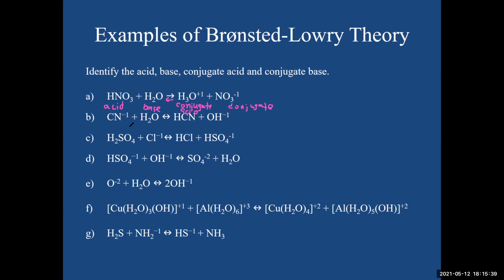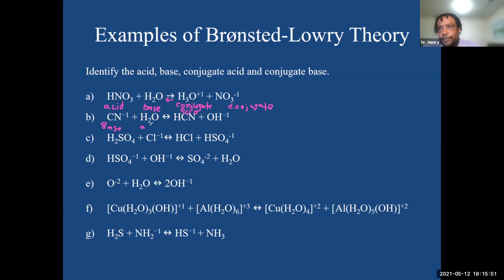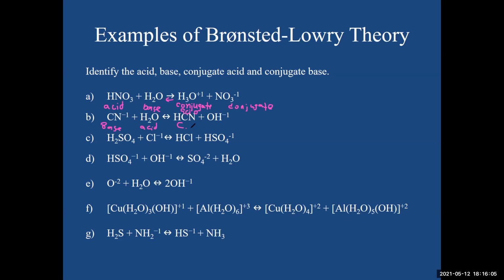Okay, now what about B? Is that cyanide? CN? That is cyanide. Would that be the base? Okay. And water would be the acid this time? That is correct. So the conjugate acid would be, oops, I don't remember what that's called. HCN.